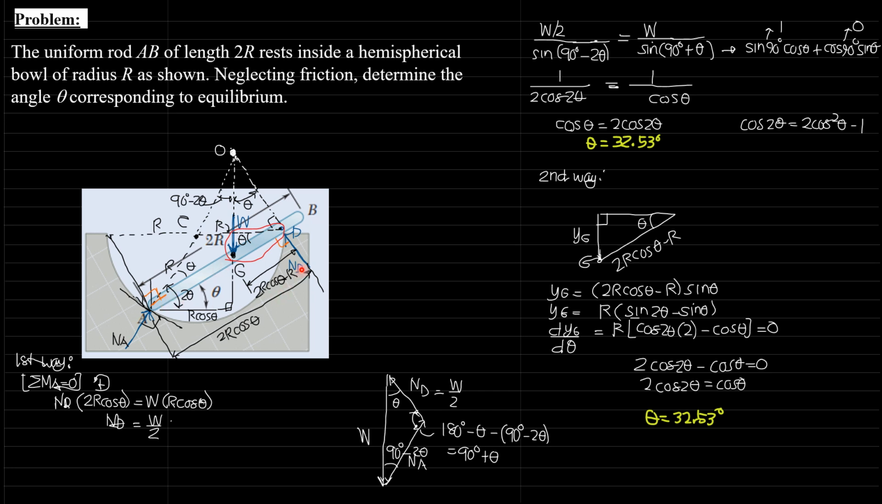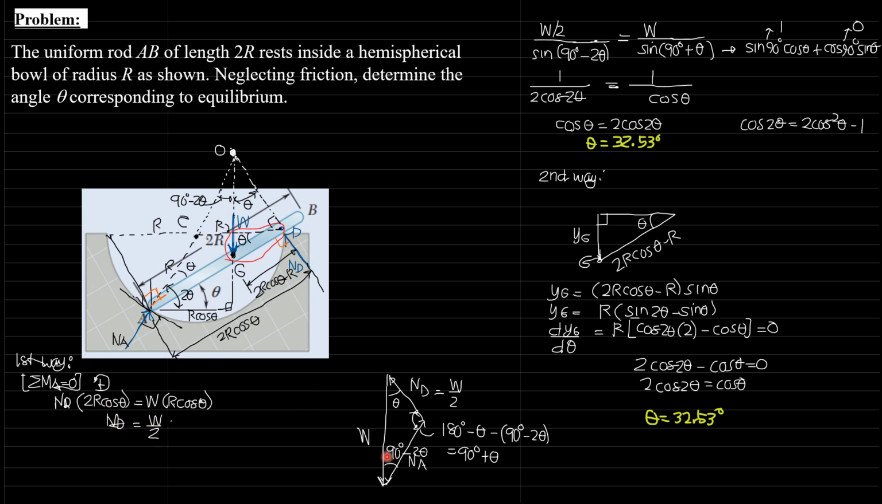So summation of moments about A equals 0: N sub D times this moment arm 2r cosine theta is equal to W times its moment arm. Because this is vertical and that is horizontal, the angle is theta here, and this hypotenuse is equal to the radius of the circle, because the length of the bar is 2r, so that's r. So this is r cosine theta, the moment arm of the weight. That's why N sub D times 2r cosine theta equals weight times r cosine theta. Cancel out r cosine theta, so N sub D is W over 2.